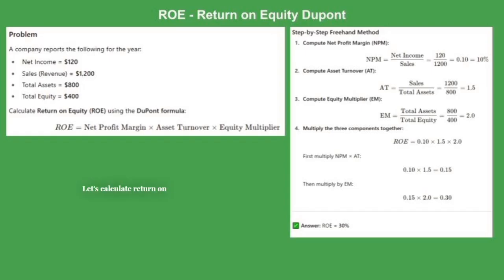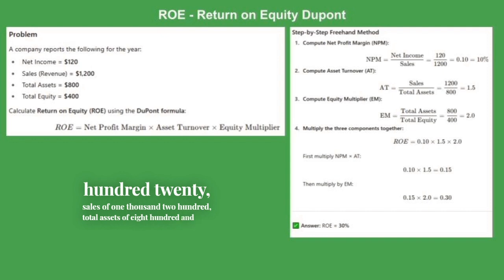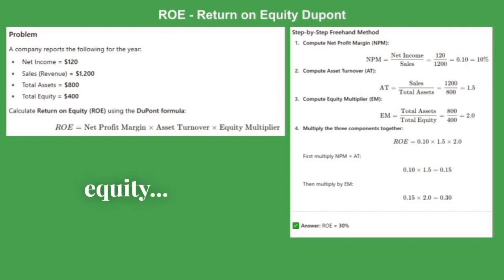Calculate return on equity using the DuPont decomposition. The company reports net income of 120, sales of 1,200, total assets of 800, and total equity of 400.